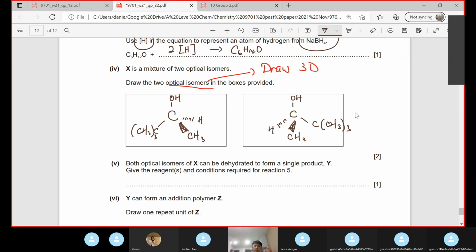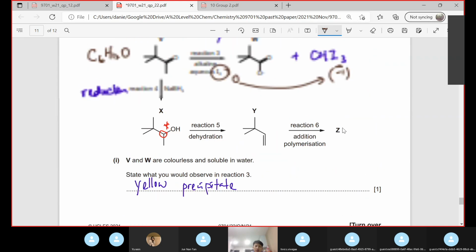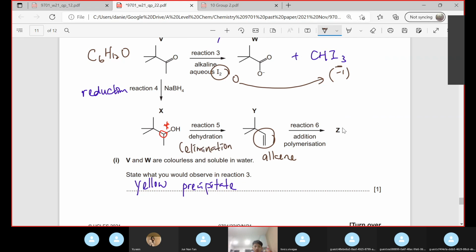Okay, part 5. Both optical isomers of X can be dehydrated to form a single product Y. What is Y? Y is the alkene. From alcohol, it undergoes dehydration. Obviously it is an elimination reaction as well, right? Elimination, dehydration from alcohol to become alkene.